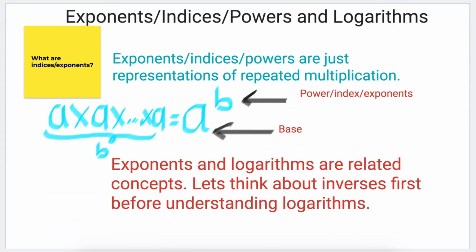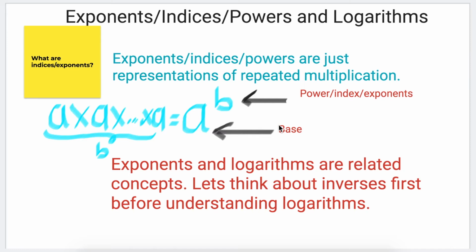So let's start off the video by looking at the definitions of exponents and logarithms. In this video, I'm going to be using the words exponents, indices, and powers interchangeably because they all mean the same thing. What are indices? Indices are just representations of repeated multiplication. So if you have, let's say, the letter A and you're multiplying it times A times A times A, B times, then you can simplify this repeated multiplication using this notation.